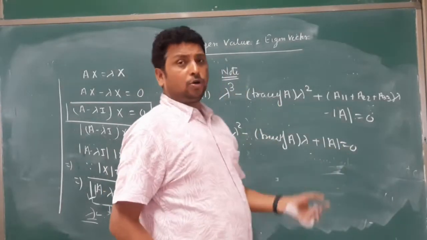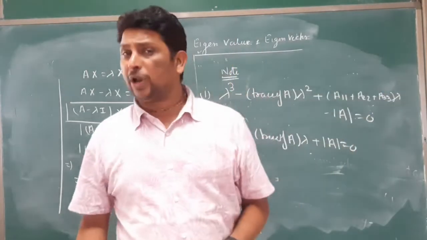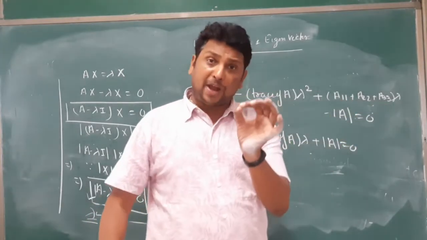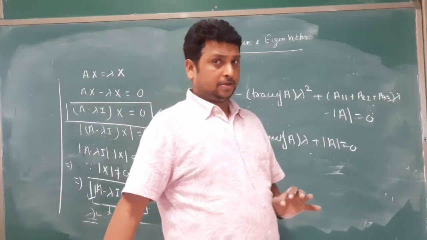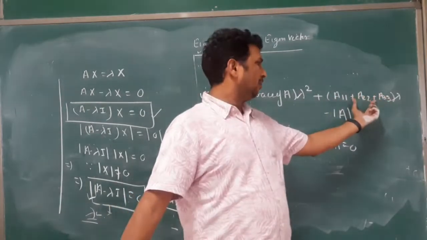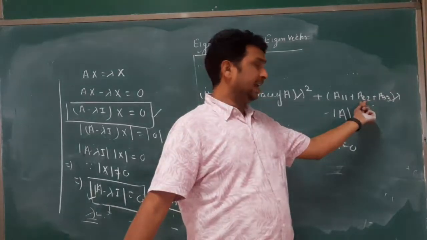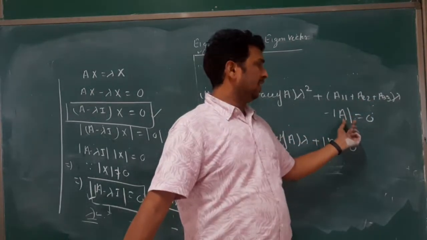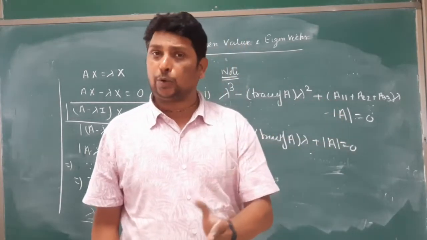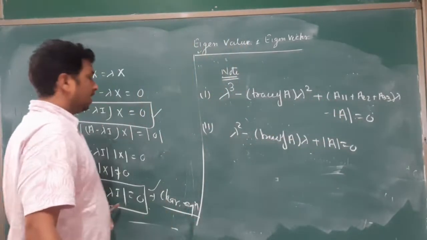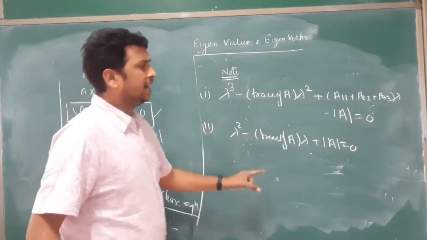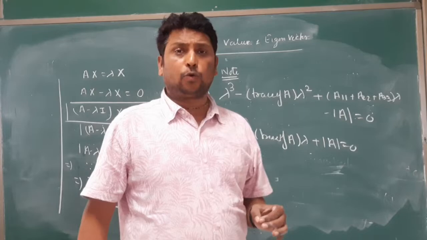Trace means sum of diagonal elements. A11, A22, A33 are the cofactors of the A11 element, A22 and A33. You can find them out easily. We will show by an example. And determinant of A you can find easily. Just put the values in the formula, and you will get the equation directly. Here chances of mistakes are very high; here it's very less. So this is the way we calculate eigenvalues.